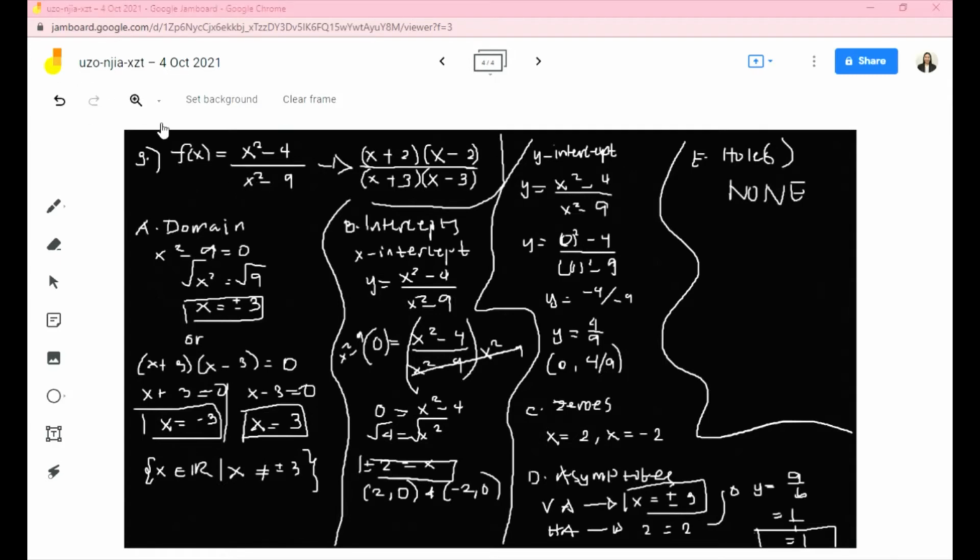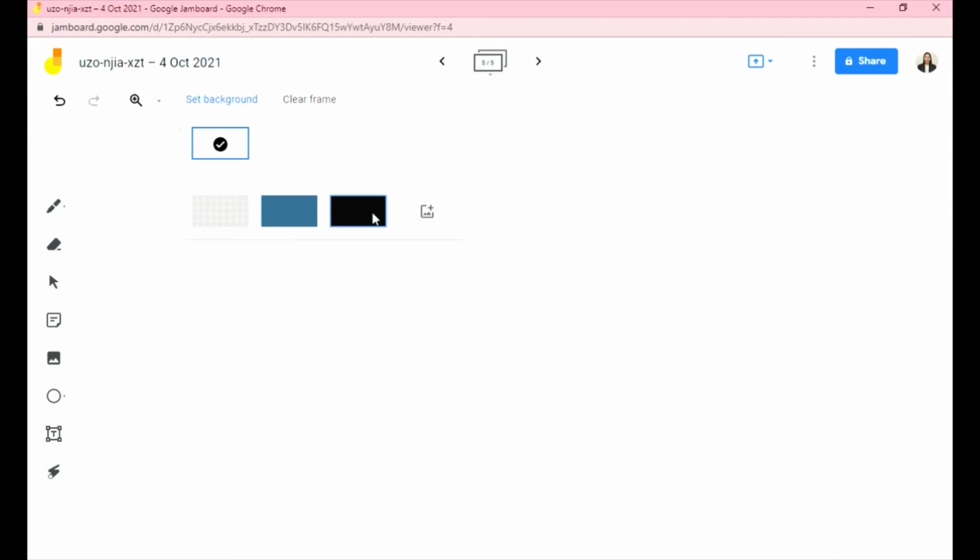Okay, let's try to graph this. Y is equal to x squared minus 4 all over x squared minus 9. So this is what your graph looks like. Or if you want it like this, this is what your graph looks like. Now let's go back to our solution. No questions? I think I've heard nothing, so let's go and try this one.